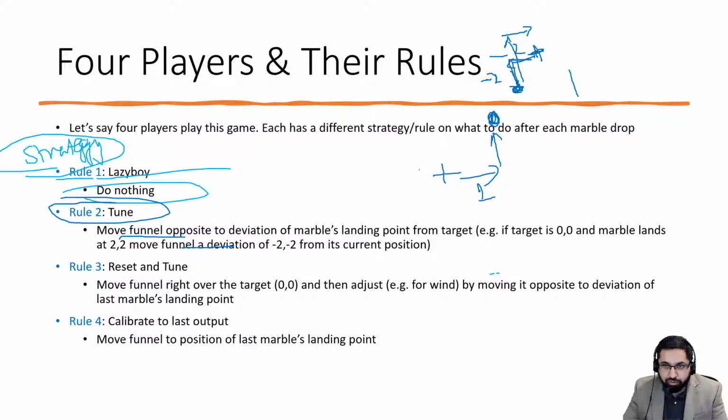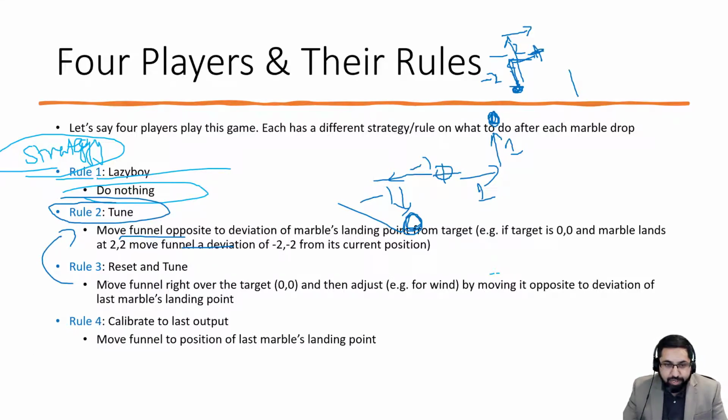So what you'll do is you'll first try to center the funnel on the target, and after you've centered the funnel, centering the funnel is the reset part, right? So you're not going to worry about the offset of the marble from the target. You just reset the funnel. And then once you reset the funnel, you move the funnel in the opposite offset of the marble. The marble's to the right and up, so you go left and down. So you put the funnel at the opposite offset from the marble after you reset the funnel. So basically rule 3 is rule 2, but before you do rule 2, you just reset the funnel.